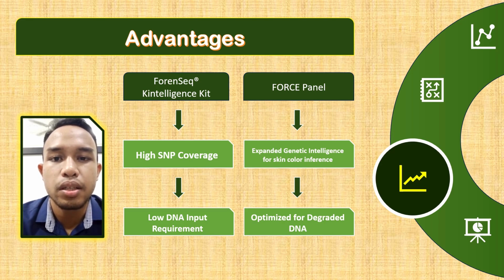It delivers expanded genetic intelligence through specialized SNP markers that enable skin color prediction, higher resolution in biogeographical ancestry analysis, and Y chromosome haplogroup determination. The panel has been specifically optimized to work with degraded samples, successfully targeting DNA fragments smaller than 75 base pairs, capabilities that make all the difference when dealing with challenging forensic evidence.